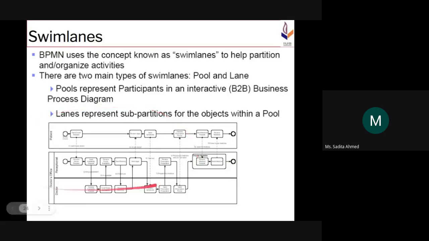Right then. So here, all of these are swim lanes. So all of these are examples of swim lanes. But swim lanes can be of two types, pool and lane. This one is the patient pool. This whole thing together is the doctor's pool. And within the doctor's pool, we have the doctor lane and the receptionist lane. Okay.